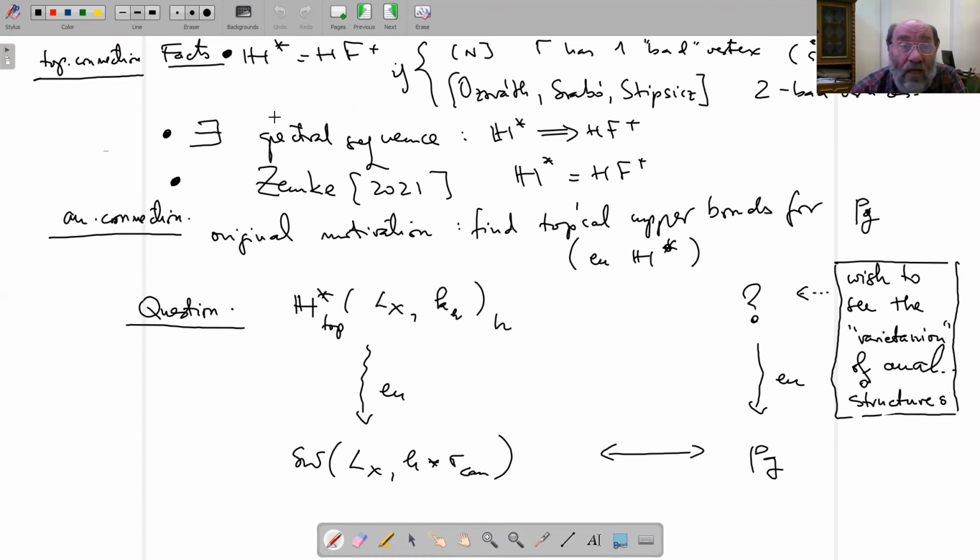In that case, I proved that the topological lattice cohomology defined in this way is isomorphic to the cohomological version of Heegaard Floer homology of Ozsváth and Szabó. Later, Ozsváth, Szabó and Stipsicz proved that if you have two bad vertices, then this isomorphism holds.